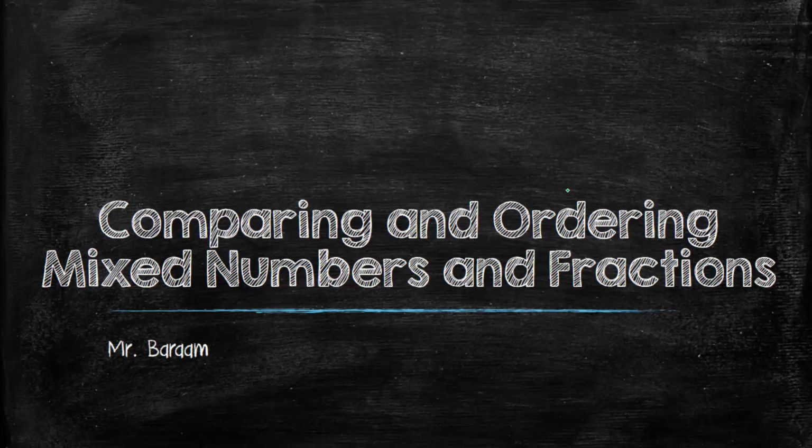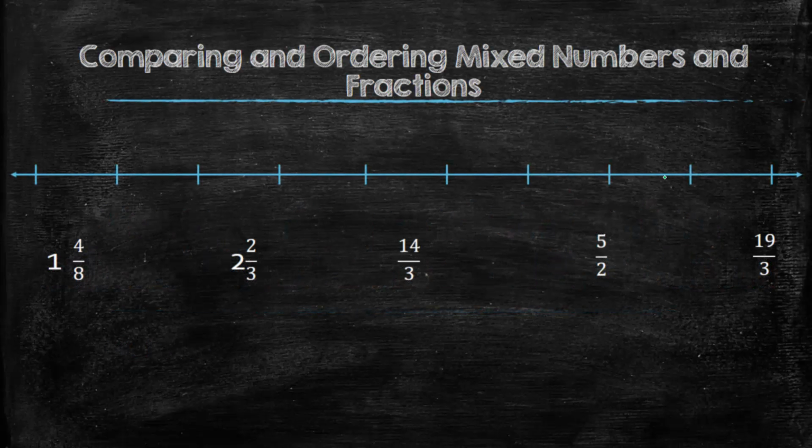Okay, today we're going to be looking at comparing and ordering mixed numbers and fractions. Let's get started. Okay, so here we've got a regular number line that you should all be familiar with. It's a regular number line that goes up by 1, going from 1 to, let's say, 10. Nothing special here.